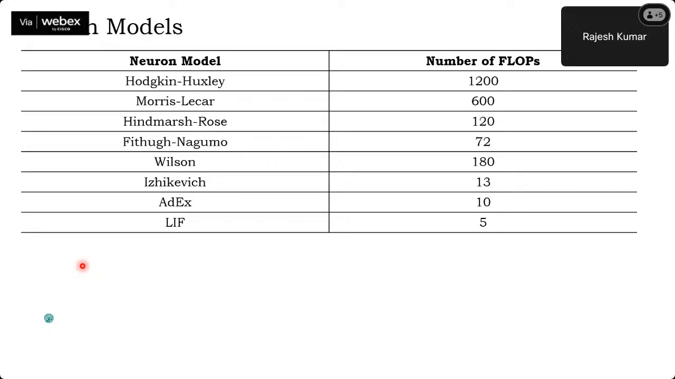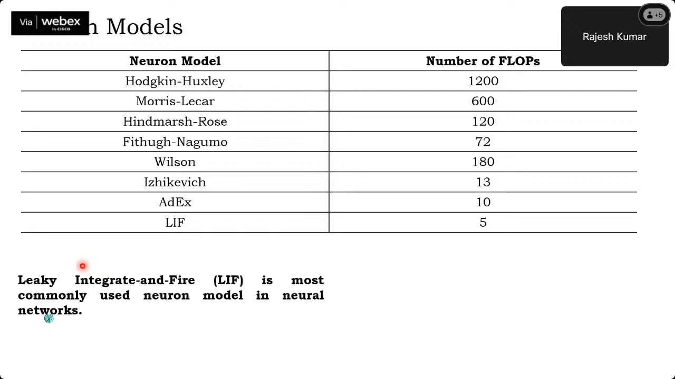There are various models. What we have discussed is basically the Hodgkin-Huxley model, and the flops are 1200, and then people developed many more. One of the popular ones, which is now very commonly used because it's easier, is the LIF model, which has only 5 flops there.